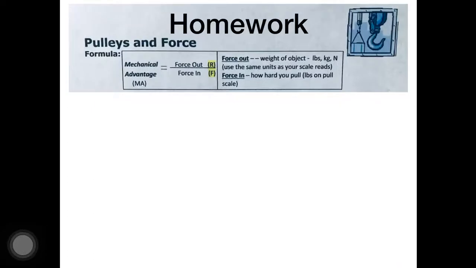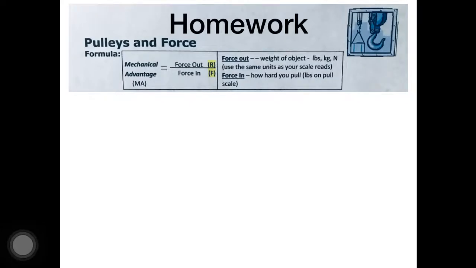Before you begin your homework, I wanted to go over a few things. You will notice at the top of your paper a formula where it says pulleys and force. This formula is mechanical advantage equals force out over force in.